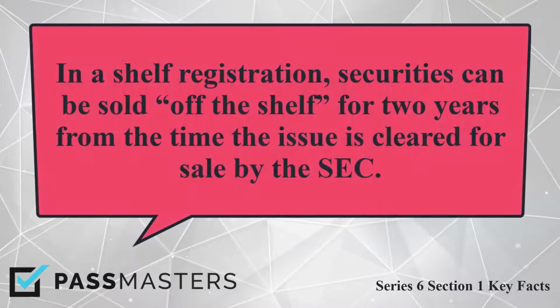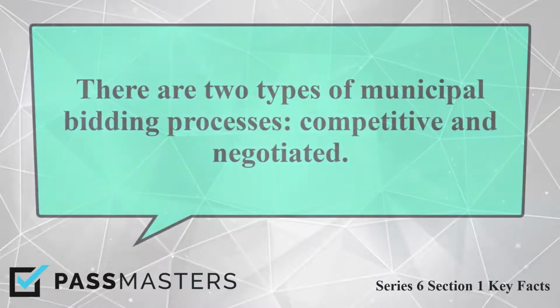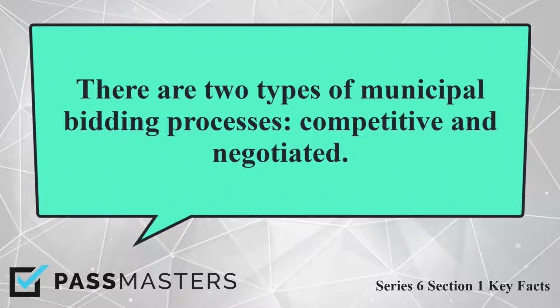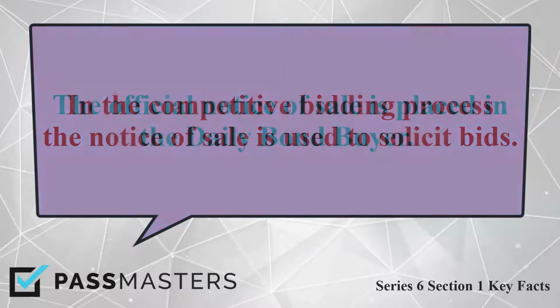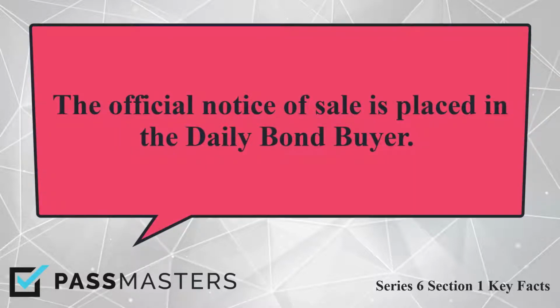In a shelf registration, securities can be sold off the shelf for 2 years from the time the issue is cleared for sale by the SEC. There are 2 types of municipal bidding processes: competitive and negotiated. In the competitive bidding process, the notice of sale is used to solicit bids. The official notice of sale is placed in the Daily Bond Buyer.